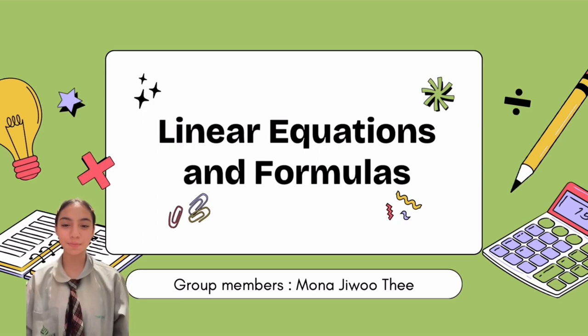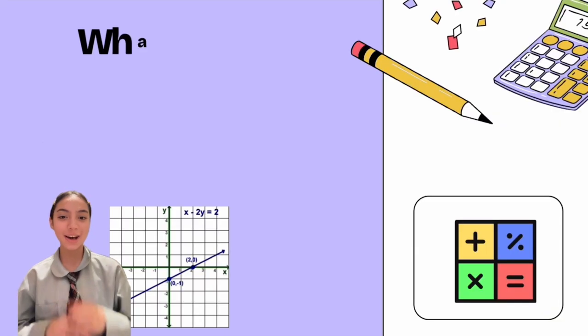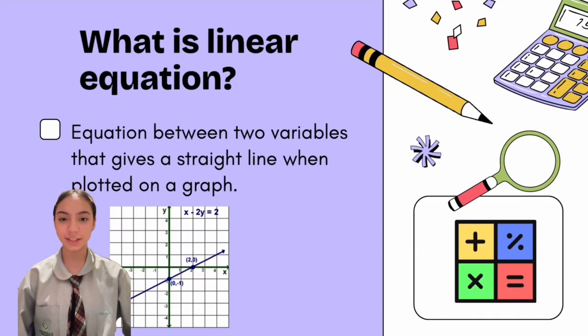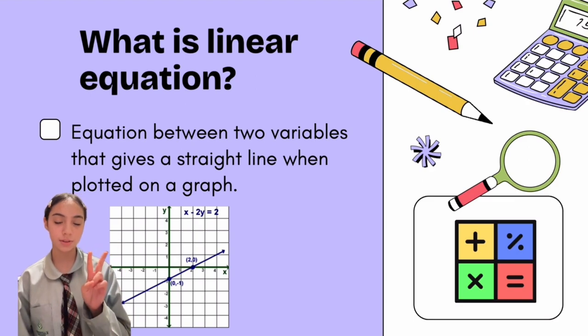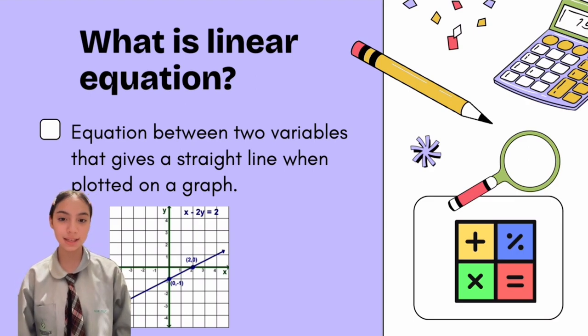And today we are going to present about linear equation and formulas. What is linear equation? Linear equation is an equation between two variables that gives a straight line when plotted on a graph.